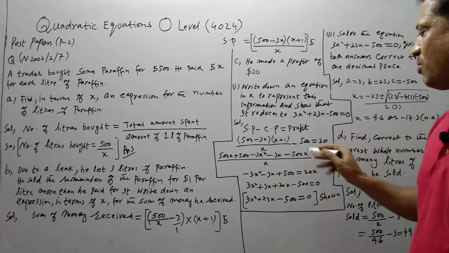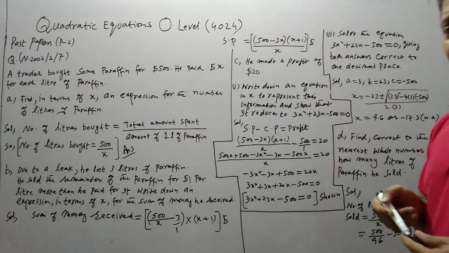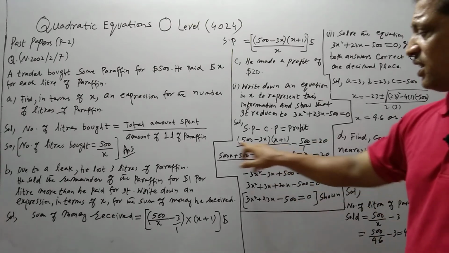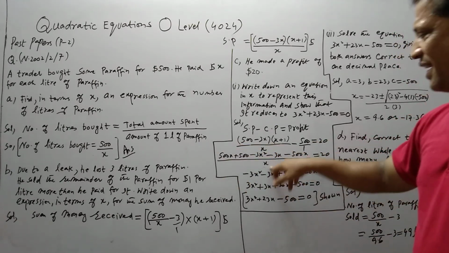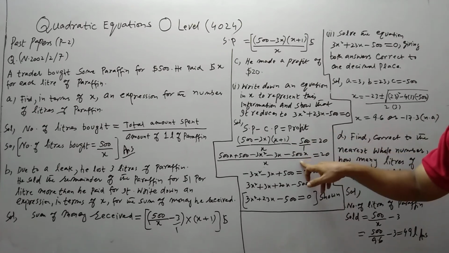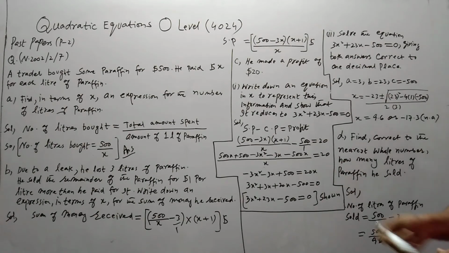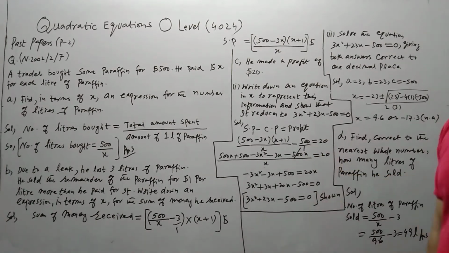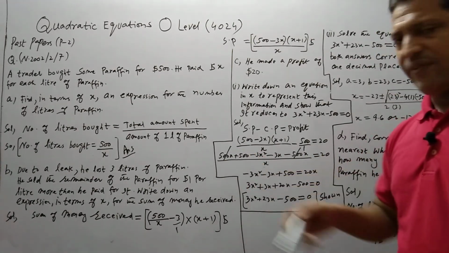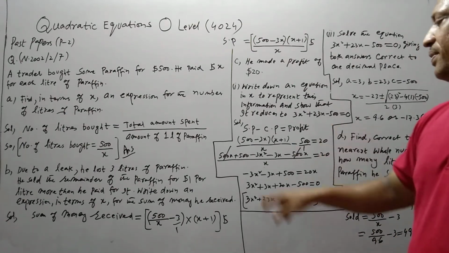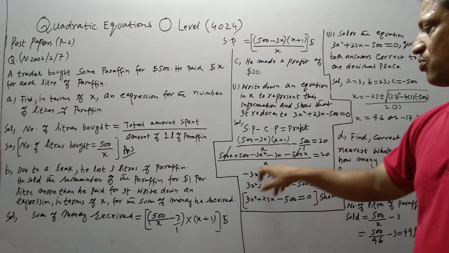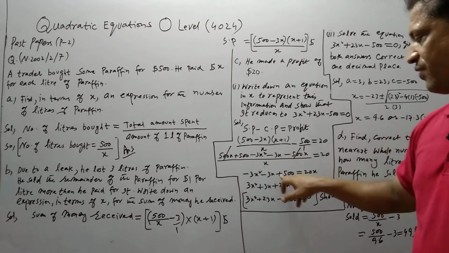And take the LCM of x as well. X cancels to x, the whole quantities remain the same, and this x multiplied by this 500, we get 500x, and this 20 remains 20. See carefully, we can cancel this minus 500x by this 500x. What is remaining? Remaining x minus 3x square minus 3x plus 500.